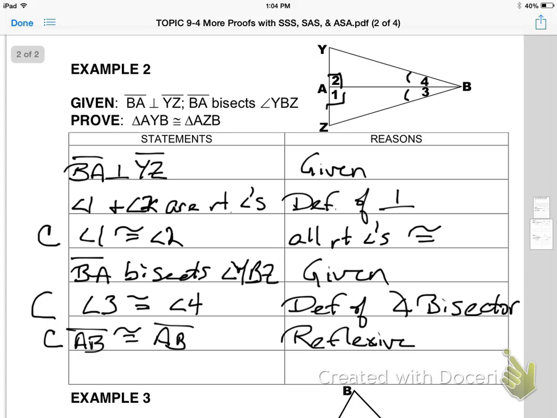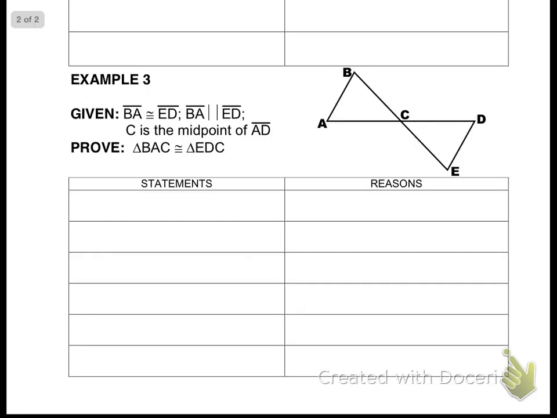And now we have three congruencies, so we can say that triangle AYB is congruent to triangle AZB, and that's angle, side, angle. All right, last proof.